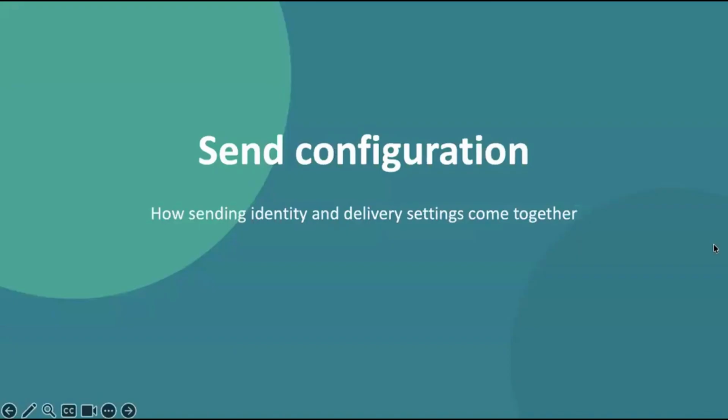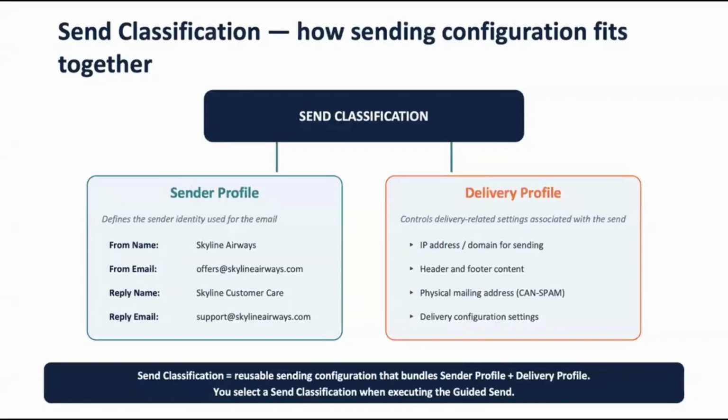So now we've created our email, right? But Marketing Cloud still needs something very important. It needs to understand who is sending this email, and what delivery configuration is used. This is where send classification comes in. It might sound very complicated to you guys, but it's very simple. Think of it like this: who is sending?